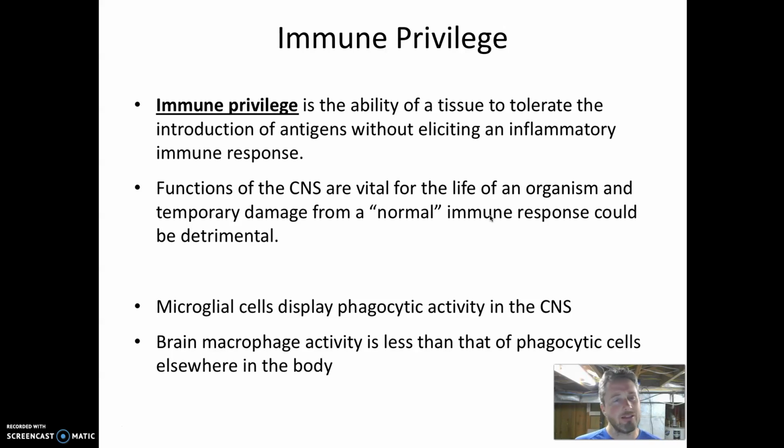So I think that explains everything we need to know about the defenses of the central nervous system. Very strong blood-brain barrier. We suppress inflammation because we don't want the loss of function that comes along with inflammation. And we have some specialized immune cells, phagocytes specifically, called microglial cells that operate in the central nervous system.